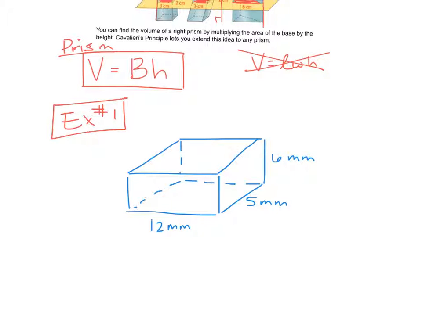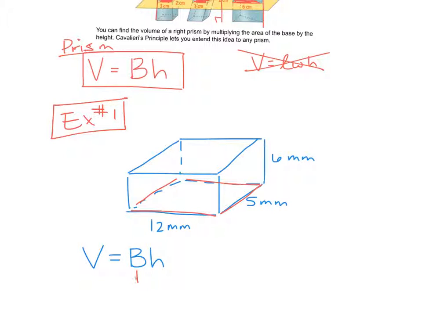We are doing volume equals B times H. Now here's the thing. In a figure like this, there's a lot of sides. Any side could be used as your base, okay? I feel like most of the time people want to use the bottom as their base, so that's what I'm going to use, but that doesn't mean that's the only way you could do it, okay? But for now, we're going to use this rectangle as our base.